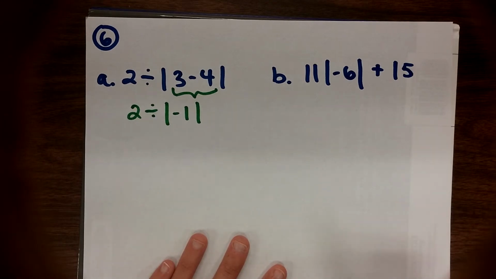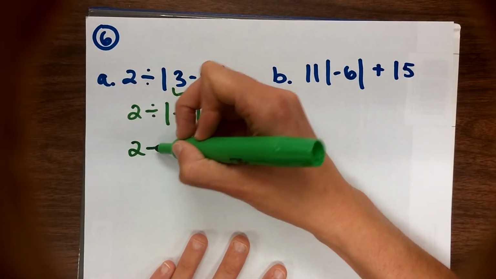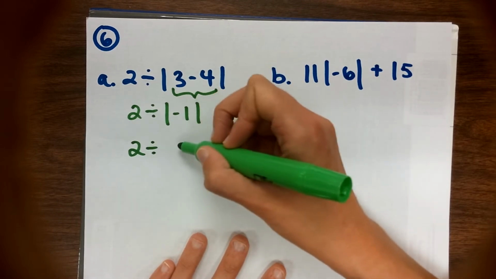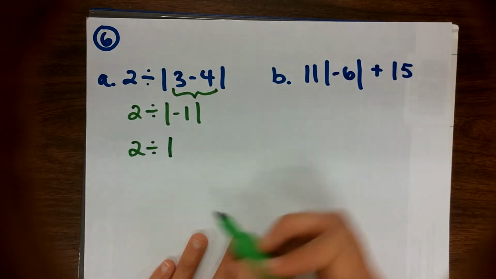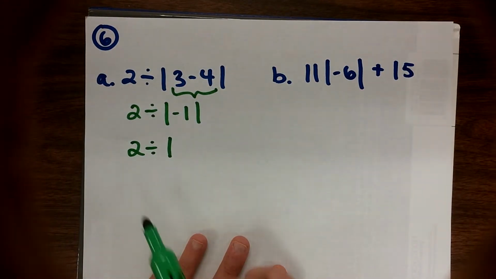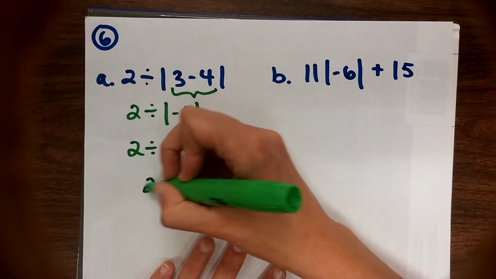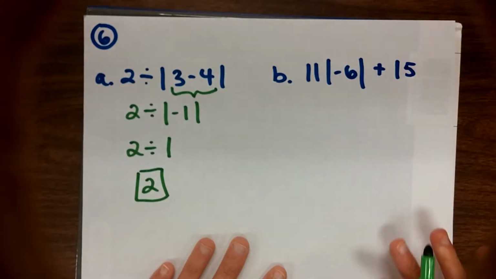Absolute value bars make everything positive. So we know the absolute value of negative 1 is just 1. And then finally, we're going to do the division. So 2 divided by 1 is 2. 2 is going to be our final answer.